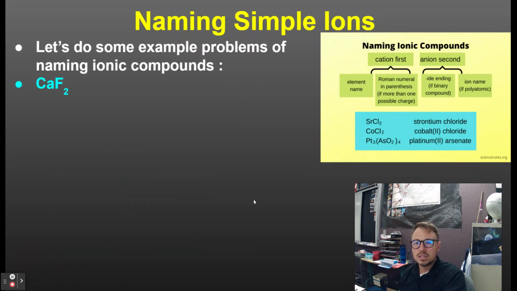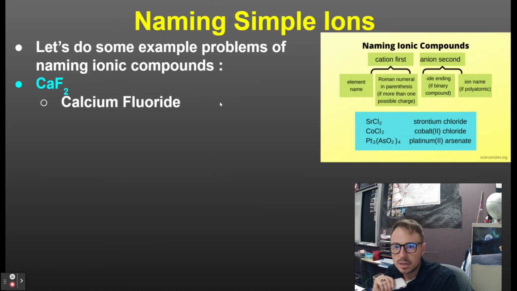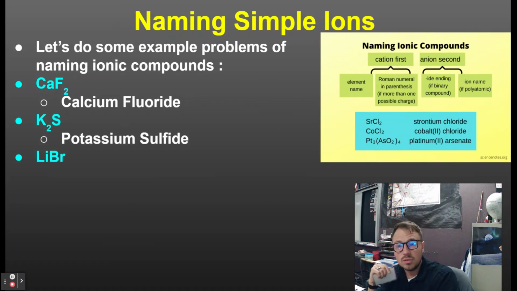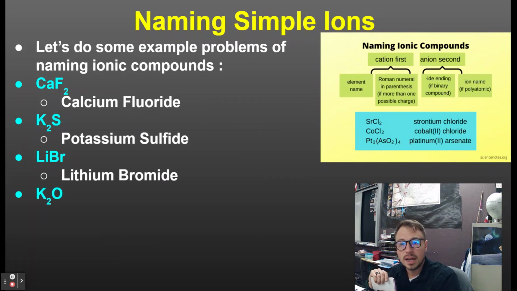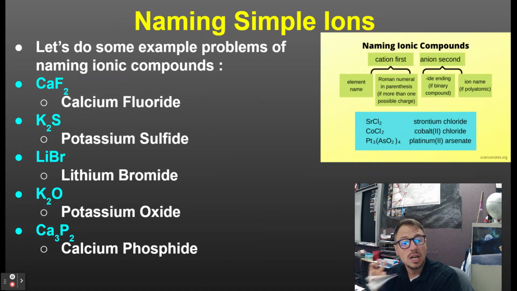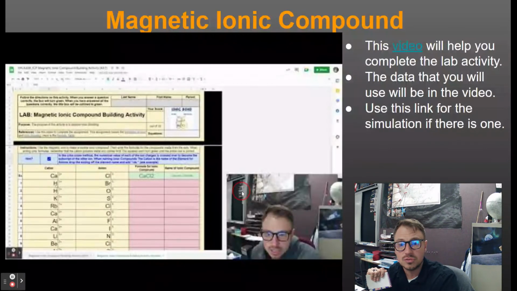So let's just go ahead and get some practice, right? So I've got calcium and 2 fluorines. Well, calcium fluoride. It doesn't matter how many of each you have, right? You just say the name of the cation, and then you say the name of the anion, but you drop the ending and add -ide. This one is potassium sulfide. I've got lithium bromide, potassium oxide, calcium phosphide. So notice it does not matter how many there are. It's the same process for all of them, right? Naming simple ions is very easy.